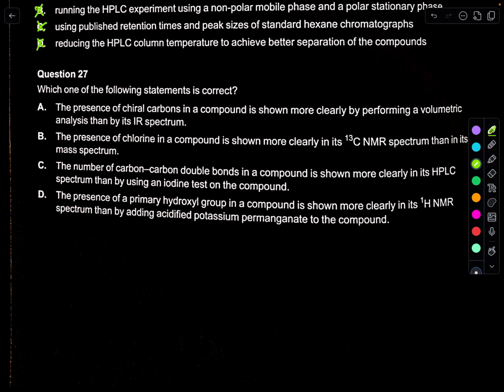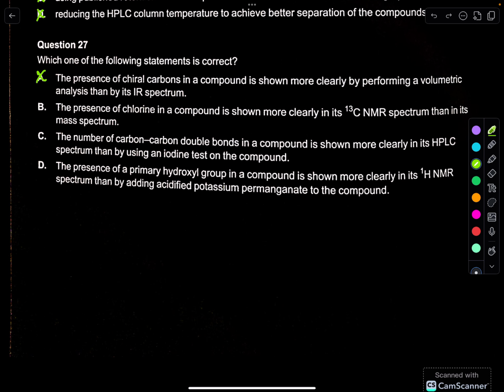So nothing to do with the chiral carbon, because to find the chiral carbon you need the structural information. This is totally right. Then by its IR spectrum, again, the IR spectrum is also useless, to be honest. It just determines the functional groups. It doesn't even tell you how the structure is arranged, where the carbons are bonded and so on. So not really good. B: the presence of chlorine in a compound is shown more clearly in its 13C NMR spectrum than its mass spectrum.